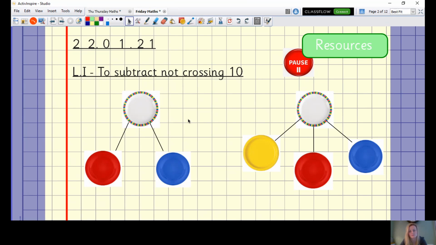So press pause, try and get some plates similar to mine. I'm really sorry if you haven't got them. Just use circles. You could even draw circles out of those colours, but I was trying to use resources so it's easier for you. You don't have to keep drawing them out for your child.